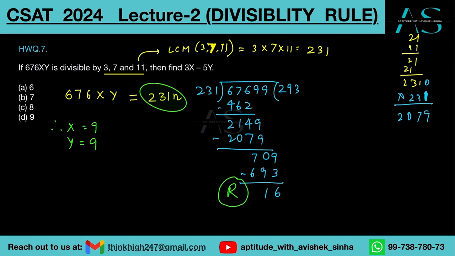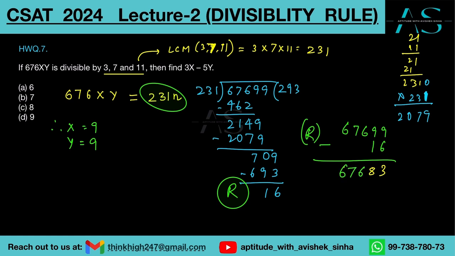That means this number 67699 is not a multiple of 231. But if you write 67699 minus the remainder, that is 16, the number that you get is 3, 8, and this is 676. This number is in the form of 231n. And that is what we were looking out for from the start.